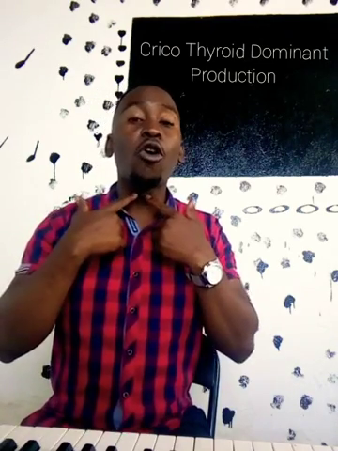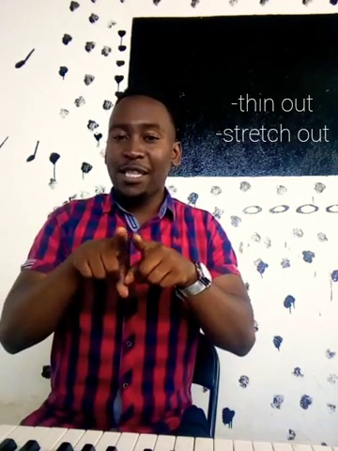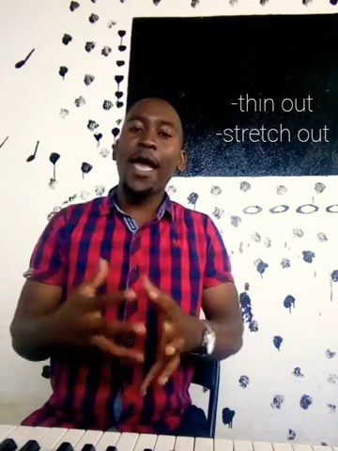So high notes, you produce them in head voice, and we said that it's a cricothyroid dominant production. All right, what that simply means is in your vocal folds there is a part called the cricothyroid muscle, which causes the vocal folds to thin out when you're doing high notes, to stretch out so that they can have quick vibration, so that you are able to create a high note.